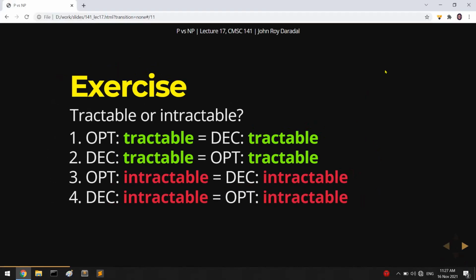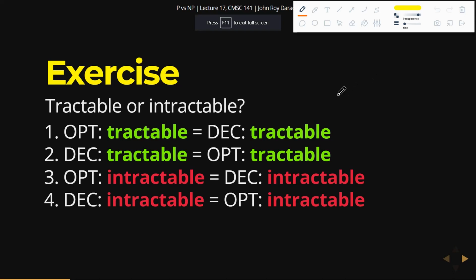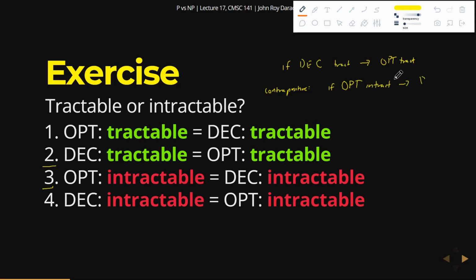And the reason for this is because statement 2 is actually a contrapositive of statement 3. So if dec is tractable, it implies that opt is tractable. The contrapositive statement is an equivalent statement, which is: if the optimization version is intractable, it implies that decision is also intractable.